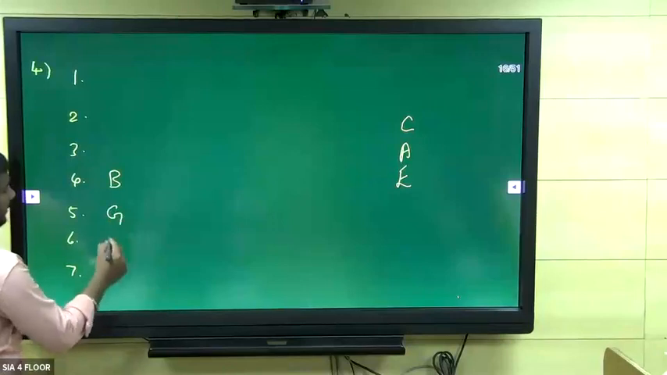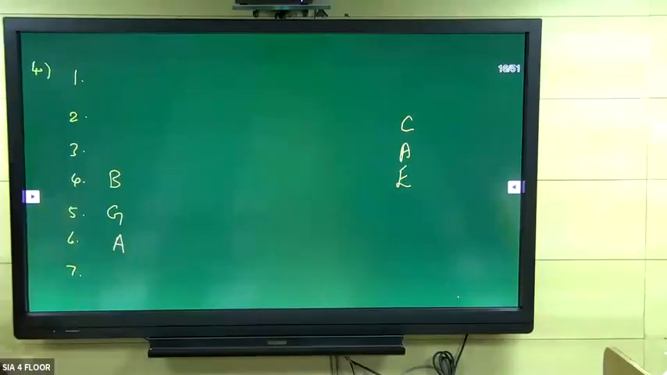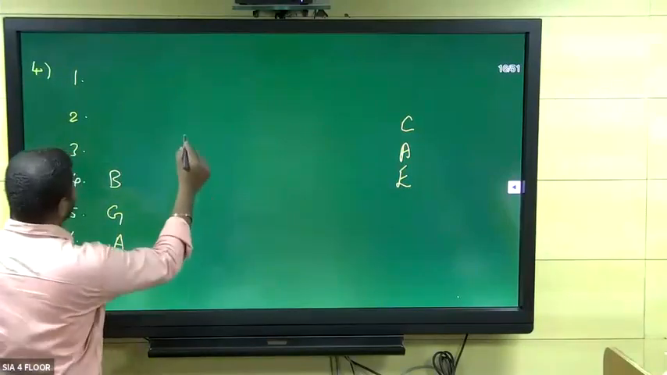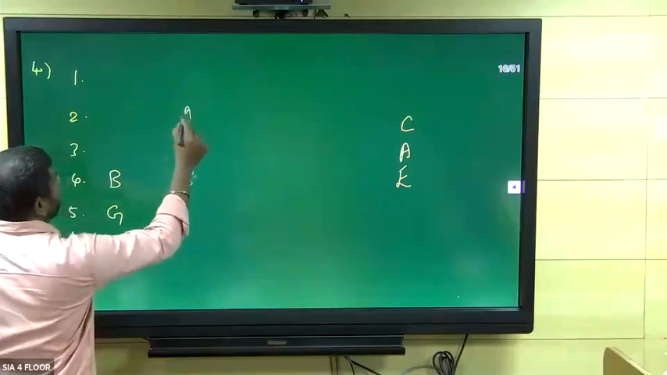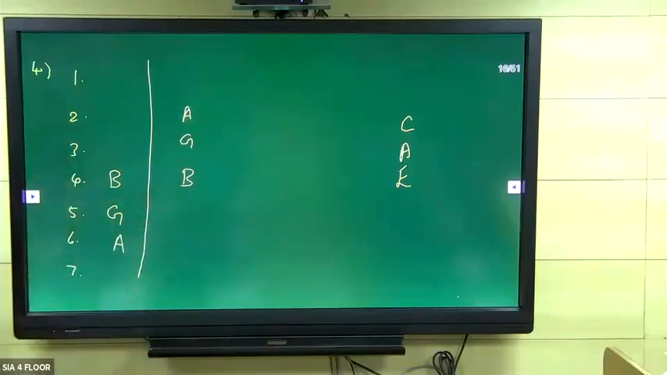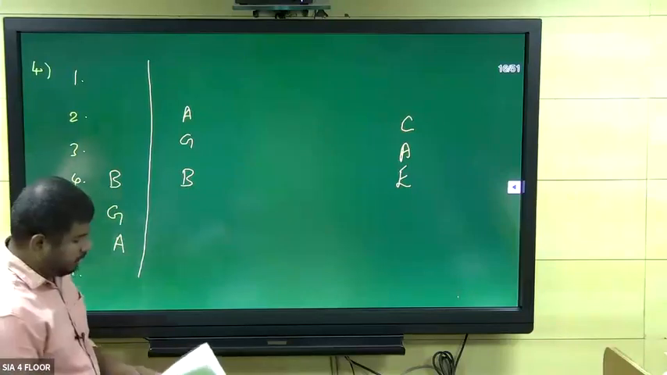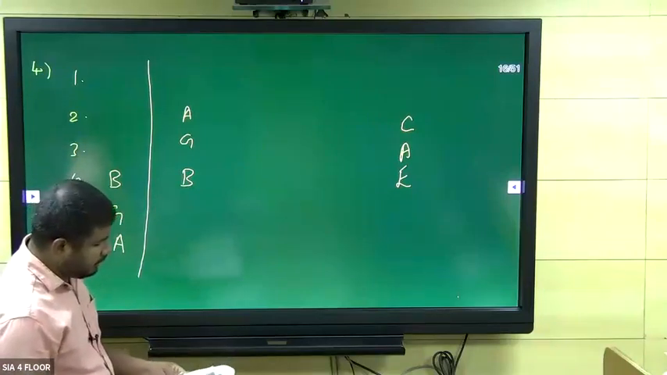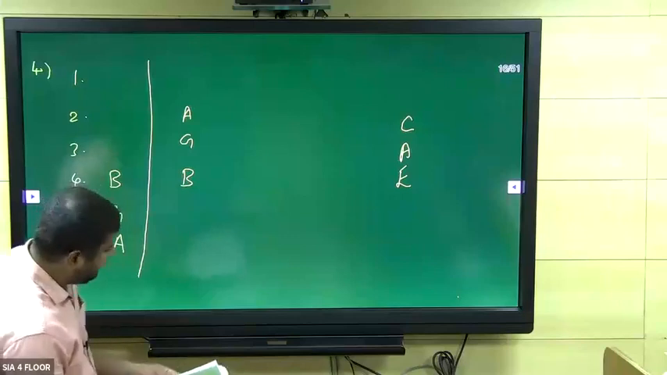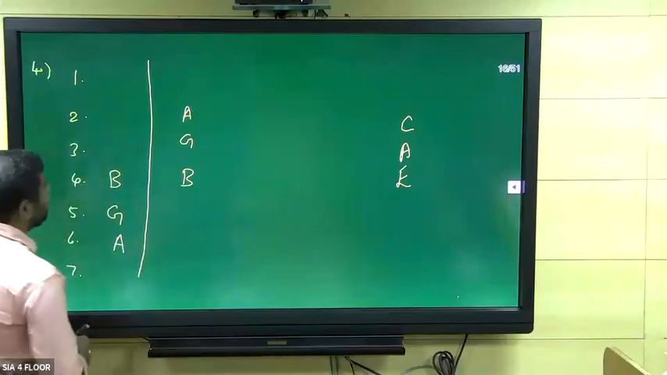Then I can write it like this, right? G is between A and B. Okay, this is one possibility. Another one is like this. G is between A and B. So read the next one. E is between B and F. E is between B and F.